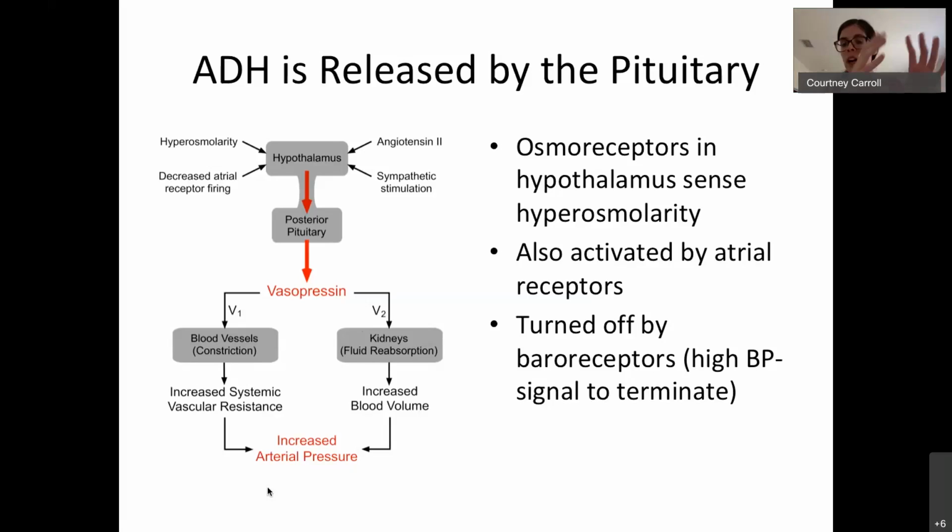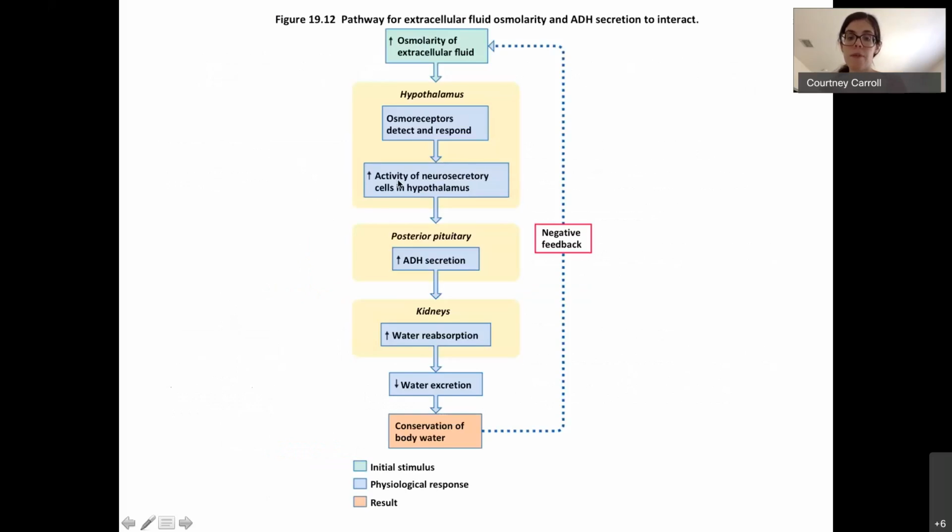Okay, so that is one end product of this RAS system, ADH released by the pituitary. This is the same thing, but shown in another visual. If our blood is salty, we have high osmolarity, and that is detected by the osmoreceptors in the hypothalamus, which tells the posterior pituitary to release ADH. ADH will not only vasoconstrict, but it will also tell the kidneys to put aquaporins on the surface.